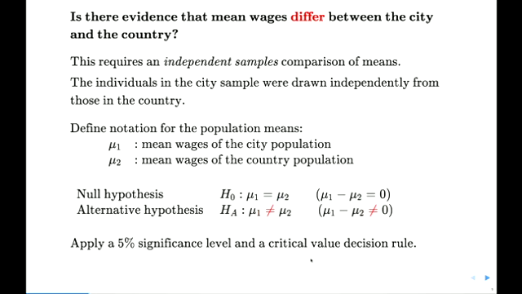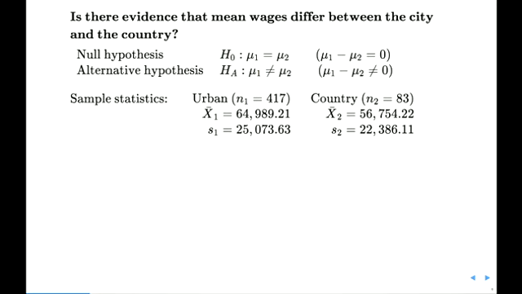We have two types of decision rules, critical values and p-values. So we'll have a look at both of those today. But you should know how to deal with both of those.